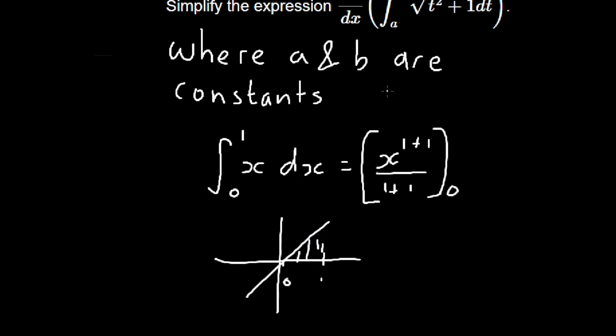So I go from 0 to 1, and then that is saying it will be 1 squared all divided by 2 minus 0 squared all divided by 2. So that's just equal to 1/2, right? So now it's just a number, 1/2.